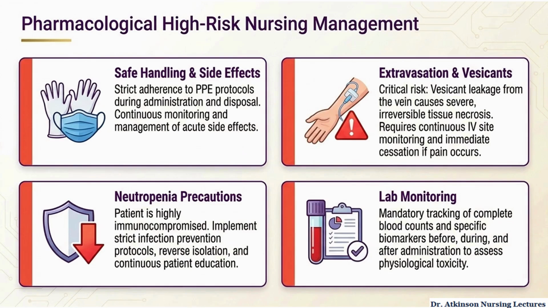Safe chemotherapy handling requires strict use of PPE, hazardous drug precautions, and proper spill management. Nurses must closely monitor for extravasation, especially with vesicant medications, and follow institutional protocols immediately if infiltration occurs. Chemotherapy patients are highly immunocompromised, making neutropenia precautions and rapid fever reporting essential. Ongoing laboratory monitoring, including CBC, CMP, and liver function tests, is required throughout treatment.